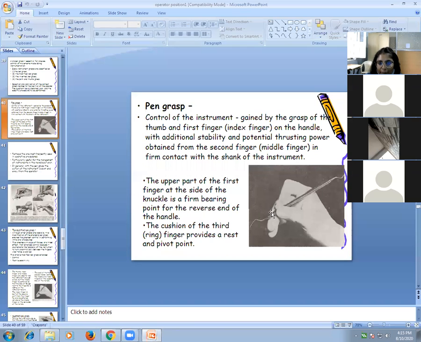This is the normal pen grasp. The upper part of the first finger at the side of the knuckle is a firm bearing point for the reverse end of the handle. The cushion of the third finger, you can see here, provides a rest. This is the firm grip here, and this is the rest.